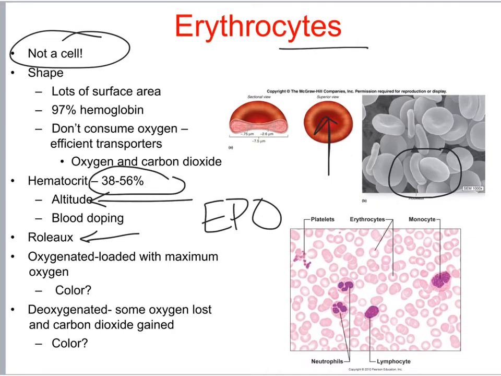Now, when your blood is oxygenated, that is, your erythrocytes are loaded with the maximum amount of oxygen, your blood is a dark red. And this is obvious when you bleed, right? The atmosphere exposes all of the hemoglobin in your red blood cells to oxygen, and it is that dark red color. Now, deoxygenated means that some oxygen has been lost and some CO2 has been gained, and a lot of people think that this blood is blue, but it is not. It is still a dark red.